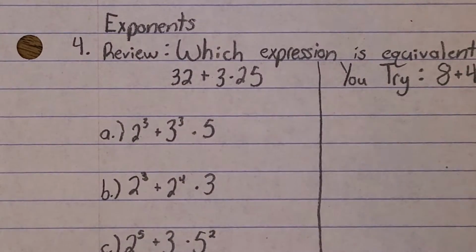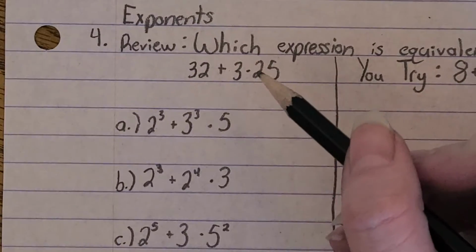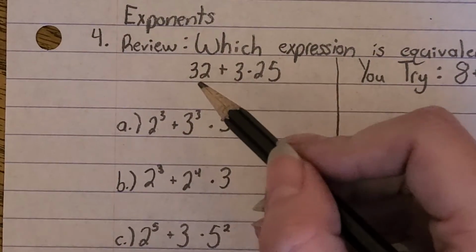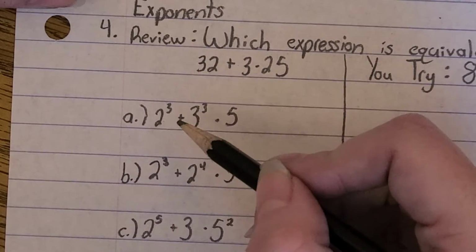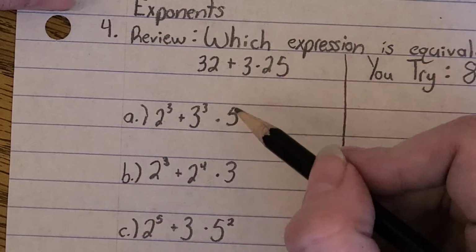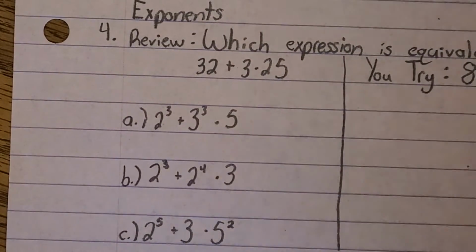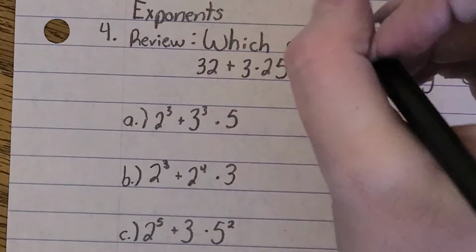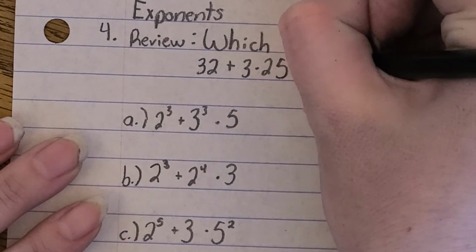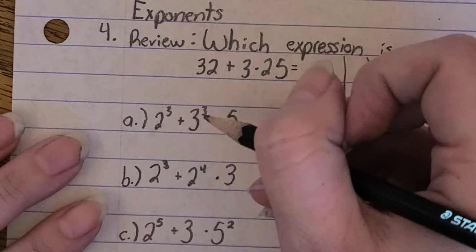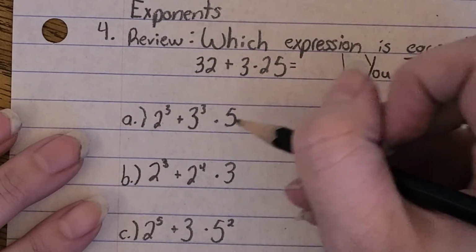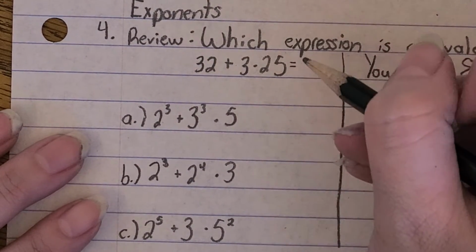So on this problem, it's a little different in that there's no variables. They're asking you to find equivalencies using exponential forms and expressions. So we don't have anything to sub in. There's no variables. We're just going to solve our original and solve each of our answer choices and see which one equals the same thing.